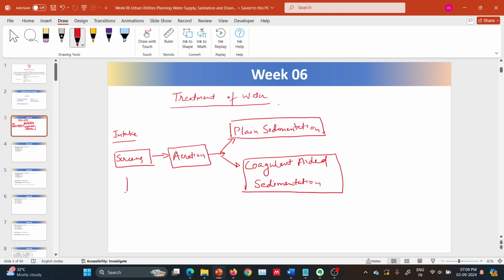With the screens, we have removed big floating solids. In aeration, we remove dissolved gases, and iron and manganese. And here we remove suspended solids.